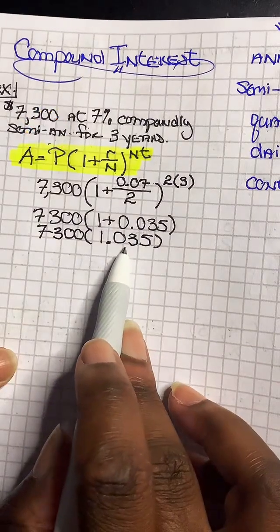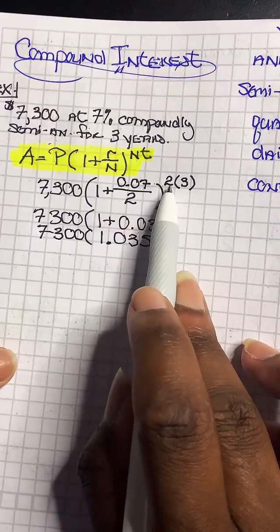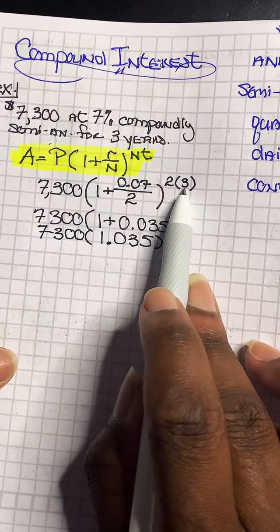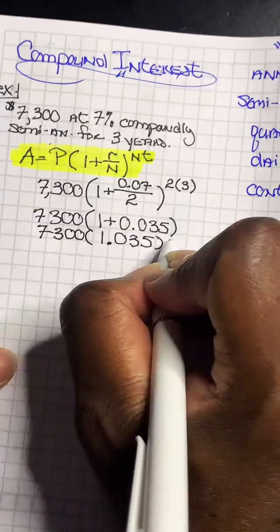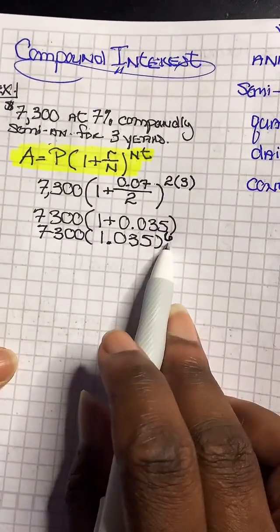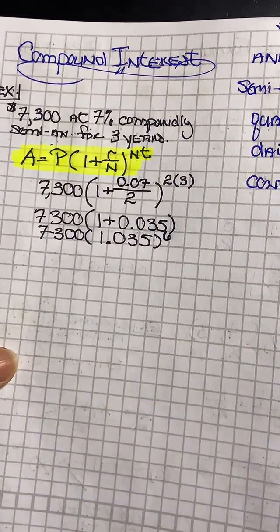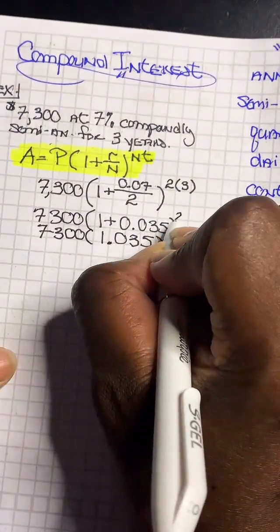So we took care of everything inside the parenthesis. Our exponent was 2 times 3. Well, 2 times 3, that will give us 6. So that means our exponent is raised to the 6th power. Let me bring it down here.